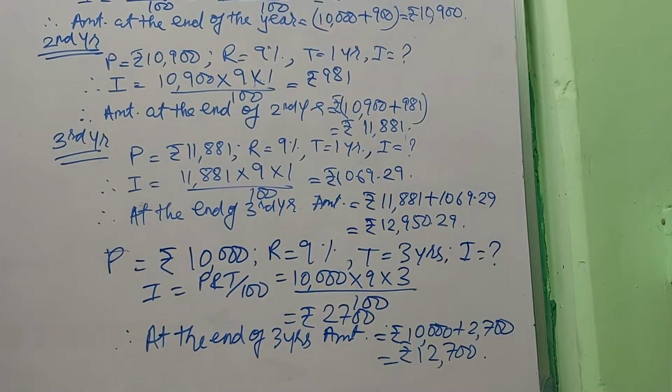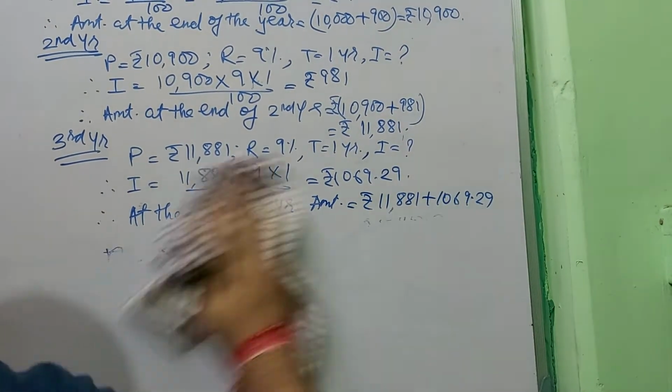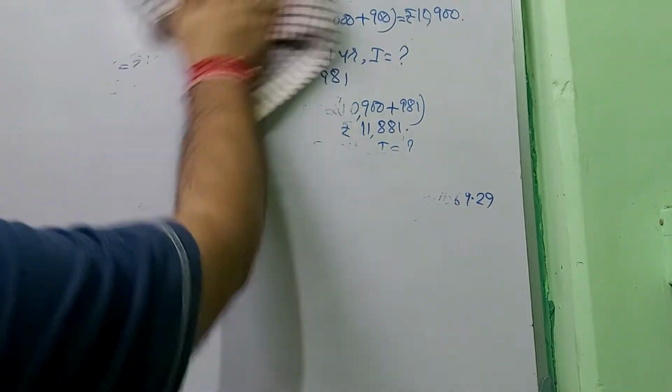So this is the answer. The next sum talks about 8,000 being deposited into the bank, at a rate which has been compounded at 6 1/4%. 6 1/4 means 6.25%.